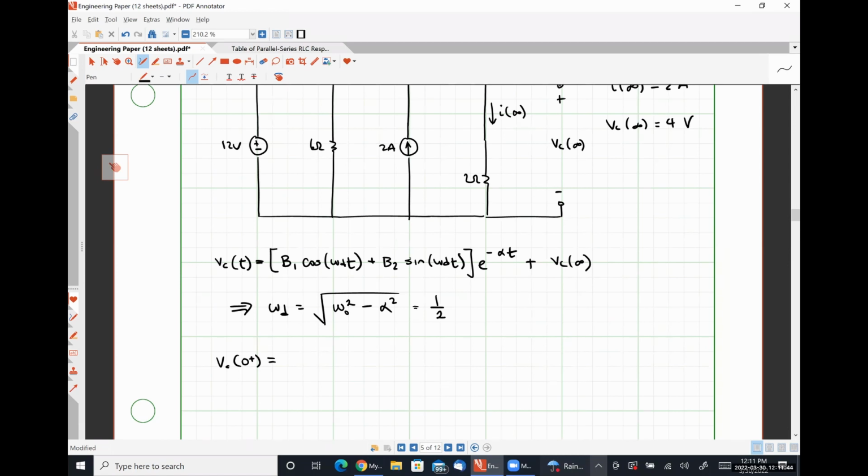What is the cosine of 0? 1. So B1 times cosine of 0 is going to give us a factor of B1. What is sine of 0? 0. So B2 times 0 means that our B2 term is going to go away. What's e to the 0? 1. So we're going to have B1 multiplied by 1 plus VC at infinity.